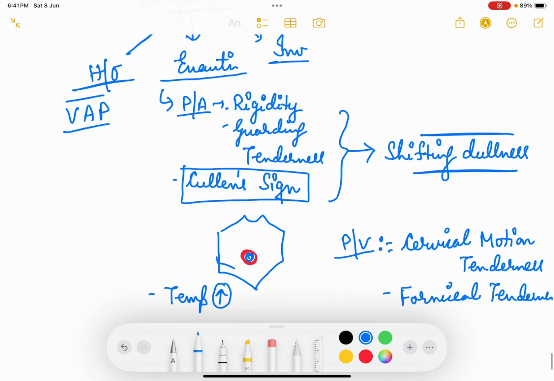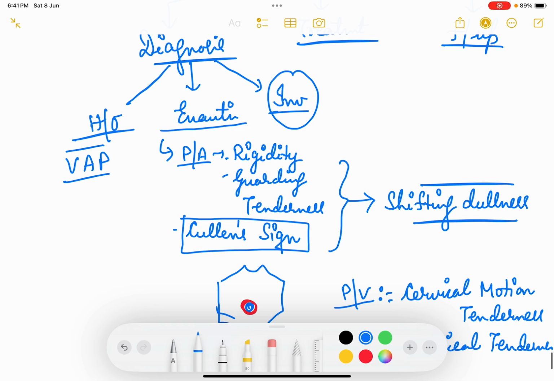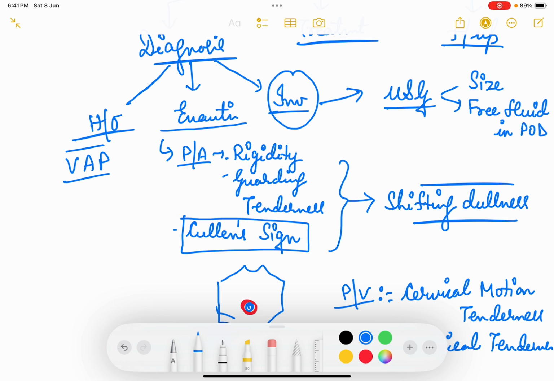Now, in investigations, what investigation do you get done? First of all, get an ultrasound done. An ultrasound will tell you whether there is an ectopic mass, what is the size of the ectopic mass, and whether there is any free fluid in the pouch of Douglas. Free fluid means hemoperitoneum is already present. Rupture has taken place and bleeding has occurred inside the abdomen. So in the pouch of Douglas, which is the most dependent portion of the abdominal cavity, the fluid will collect.